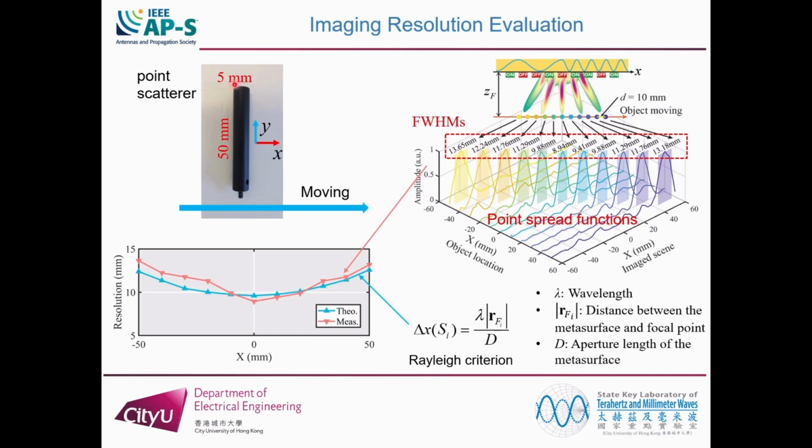A subwavelength conducting rod, oriented parallel to the y-axis, functions as the point scatterer for PSF evaluation. The object is translated along the x-axis in the focal plane, and the corresponding PSFs are measured, respectively. The resolution ranges from 8.94 mm to 13.65 mm.